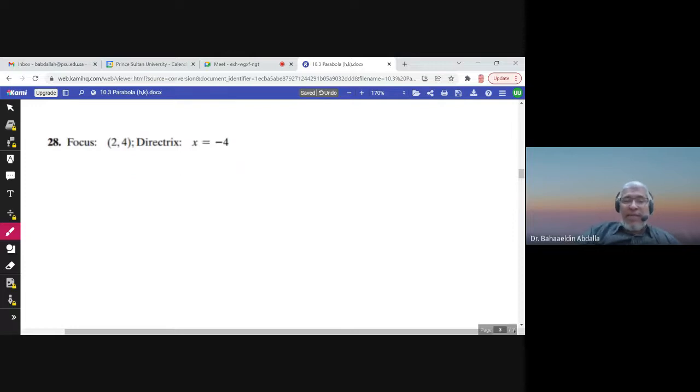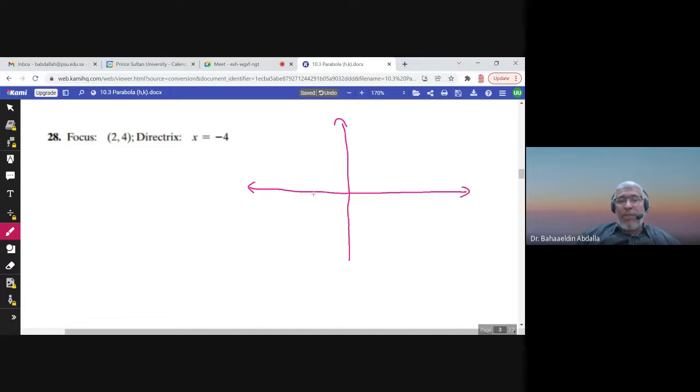Focus and directrix are given. The vertex is not given this time. X equals negative 4 is the directrix. Focus is the point 2 and 4.